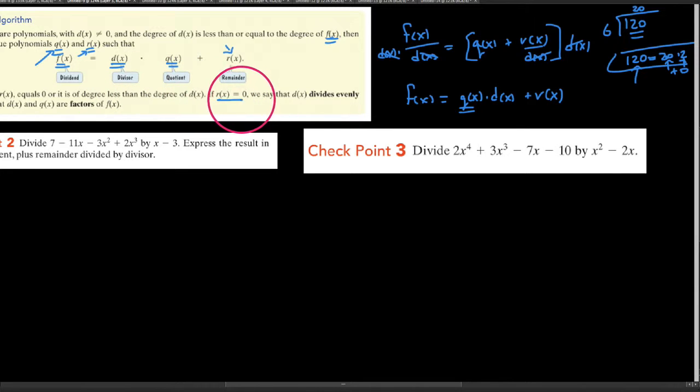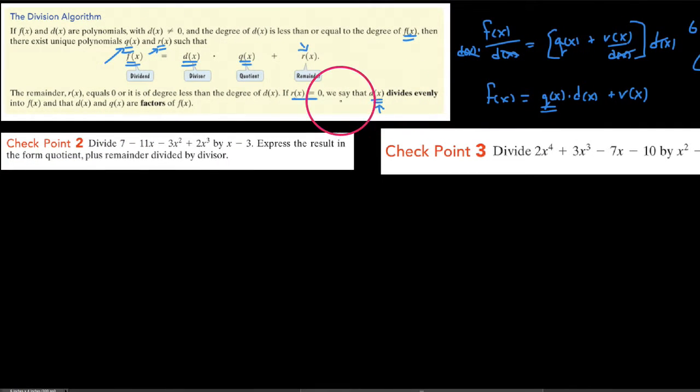And if the remainder is equal to 0, then we say that d of x, the divisor, actually went into f of x evenly. What that would mean is that d of x is a factor of that polynomial, but also that the quotient, what we get left over, is also a factor.